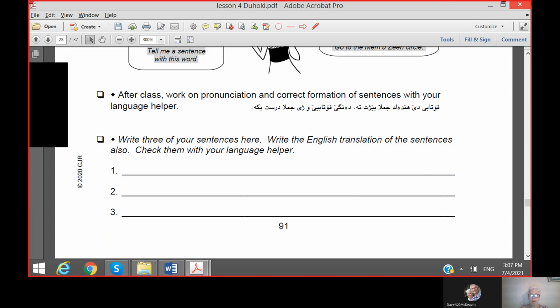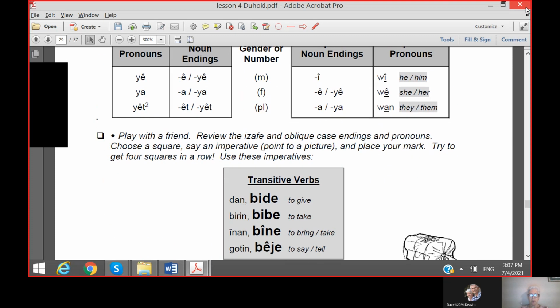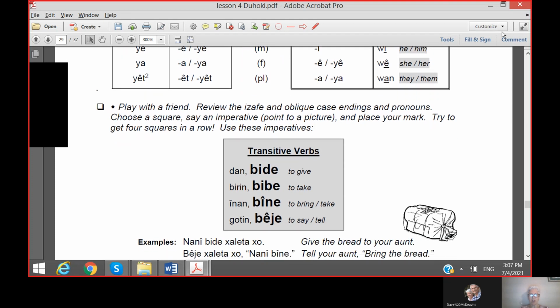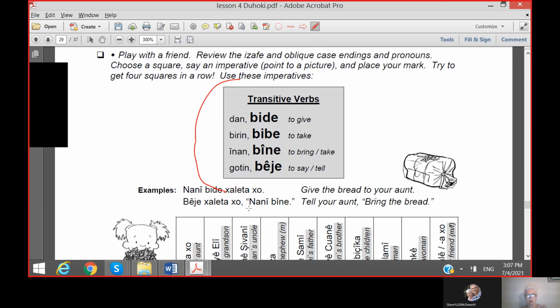Now on page 92, we have this game called 4 in a row. You play this with a friend. You review your izafe and oblique case endings and pronouns using the charts. And then you choose a square. You say an imperative from here, for example. Say one of these imperatives. And then put your mark, like tic-tac-toe, only it has to be 4 in a row instead of 3 in a row.